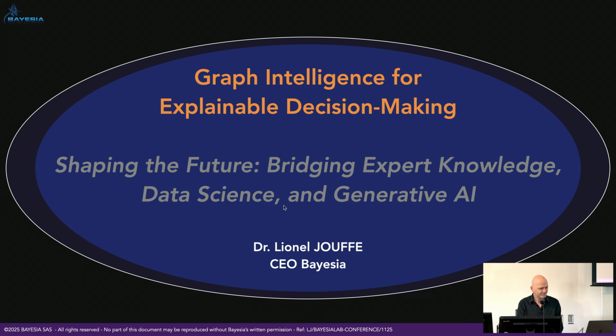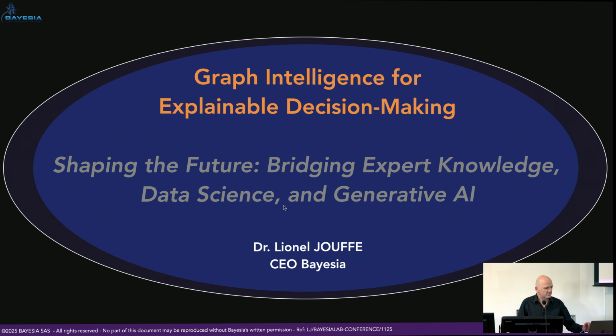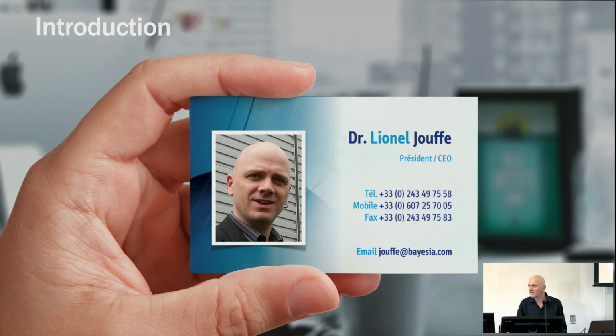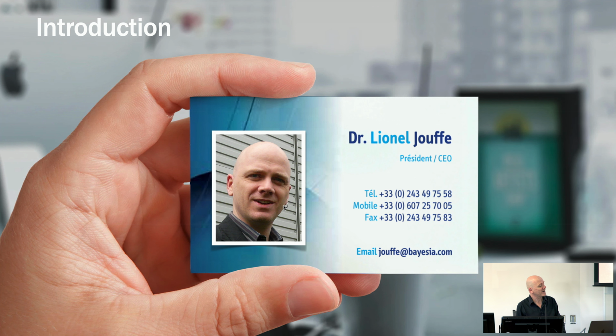workflows, right? So the title is Graph Intelligence for Explainable Decision Making. This explainable thing is very important, because everything is based on graphs, so we can clearly understand what is behind the model, right? I chose this one for introducing myself, but I think it's okay for everybody.